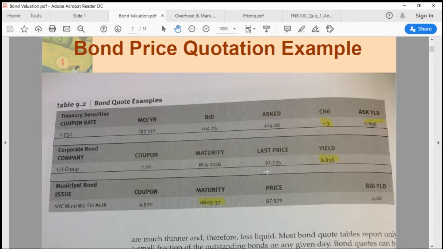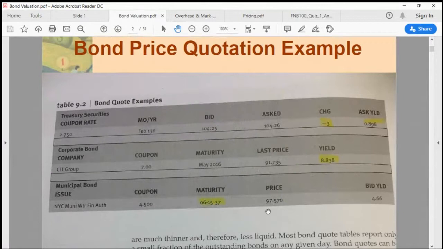So what does that mean? This is 91.735% of $1,000 face value, right? So that means this bond, at the closing of the last market, had a price of $917.35. Okay, that kind of makes sense, right?